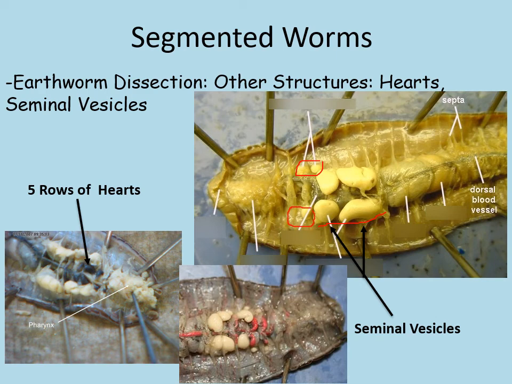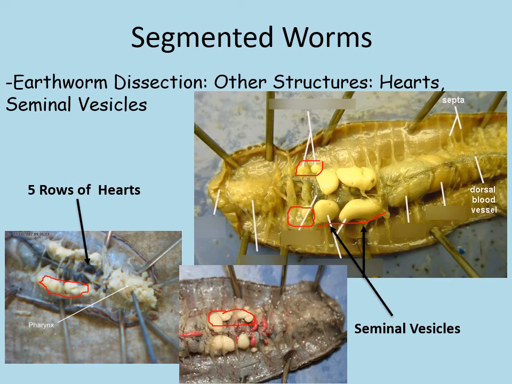They're a little harder to see, so for testing purposes, I just want you to remember the seminal vesicles, which are usually pretty obvious. So in this picture here, you can see those are the seminal vesicles. These are the seminal vesicles here. So they're more posterior compared to the seminal receptacles, and they're larger. So those are seminal vesicles used in reproduction.